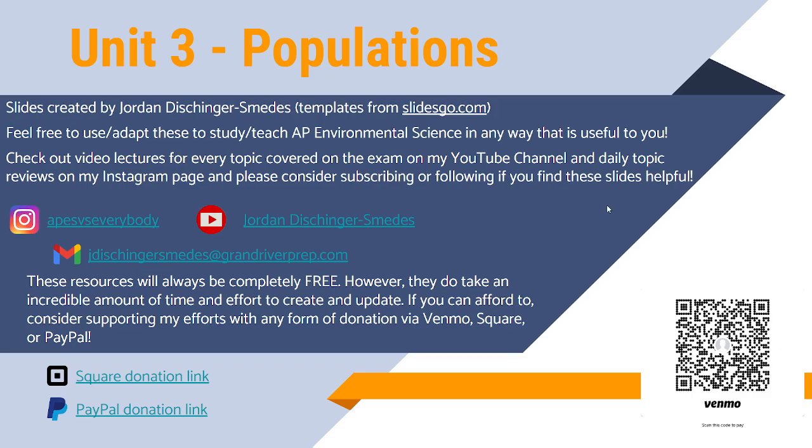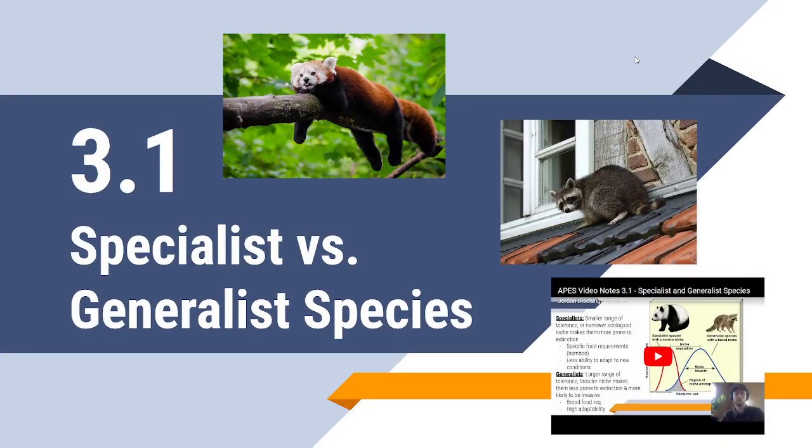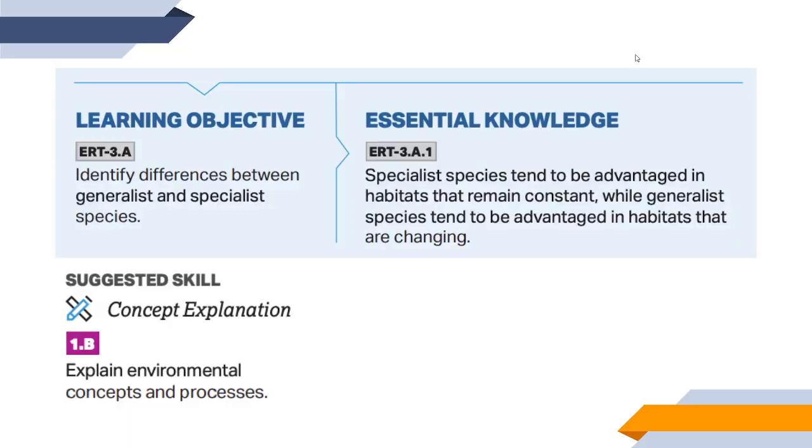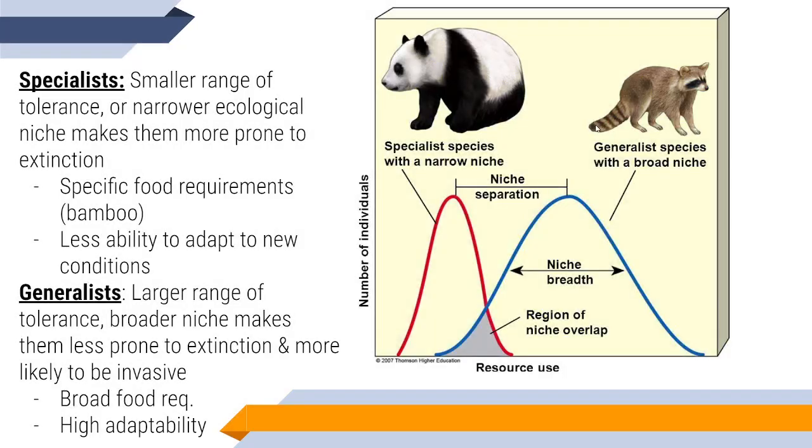We're going to split Unit 3 into two parts. Part 1 is going to deal with non-humans, basically, and just generic population factors and things that we're going to look at. And then part 2 will deal specifically with the human population. First thing we're going to talk about is specialist and generalist species and the differences between them.